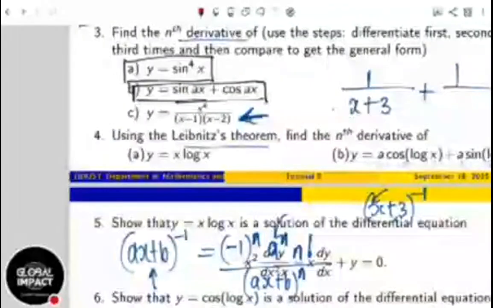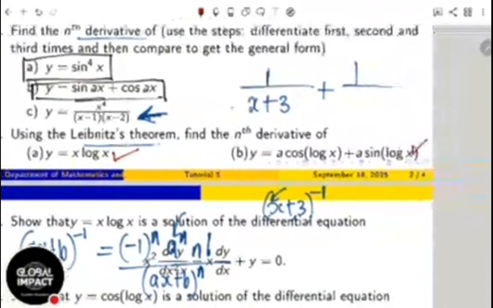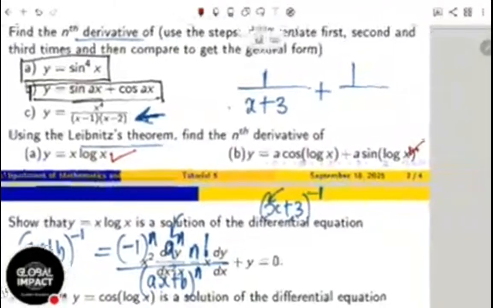The other one is now saying, use Leibniz to find this, then find the nth derivative of that. Use Leibniz to find the nth derivative of this, and then use Leibniz to find the nth derivative of that. Let's go ahead and use Leibniz.